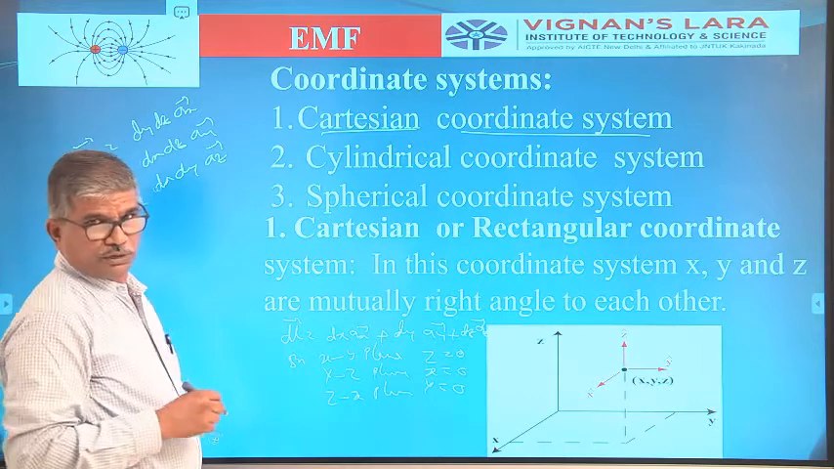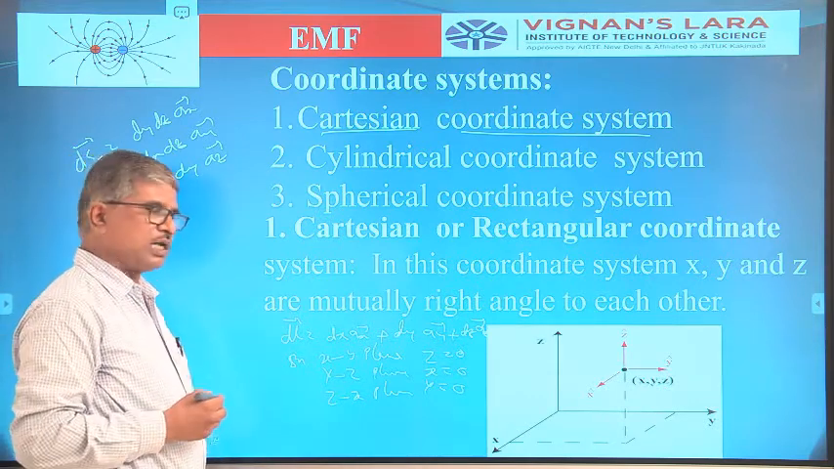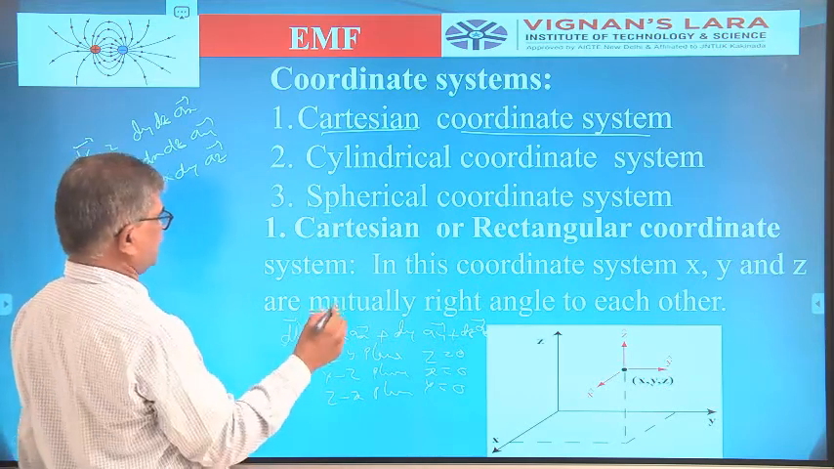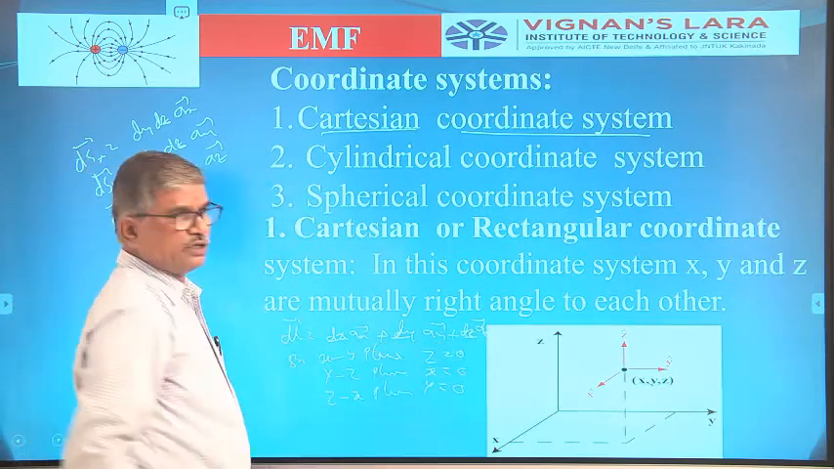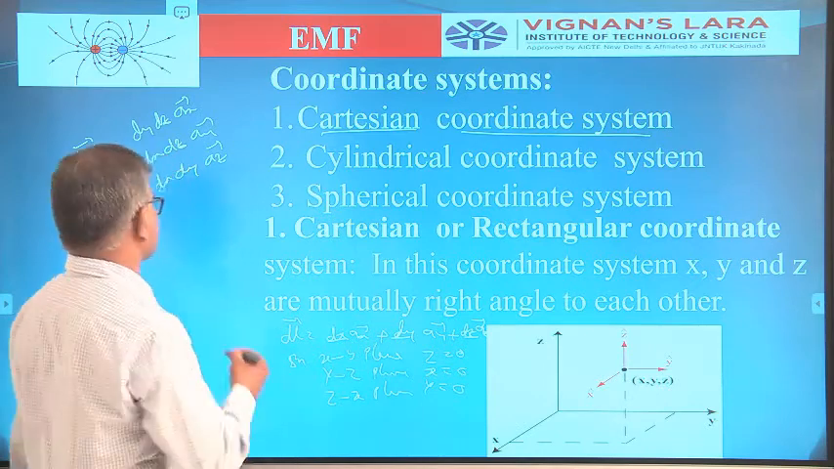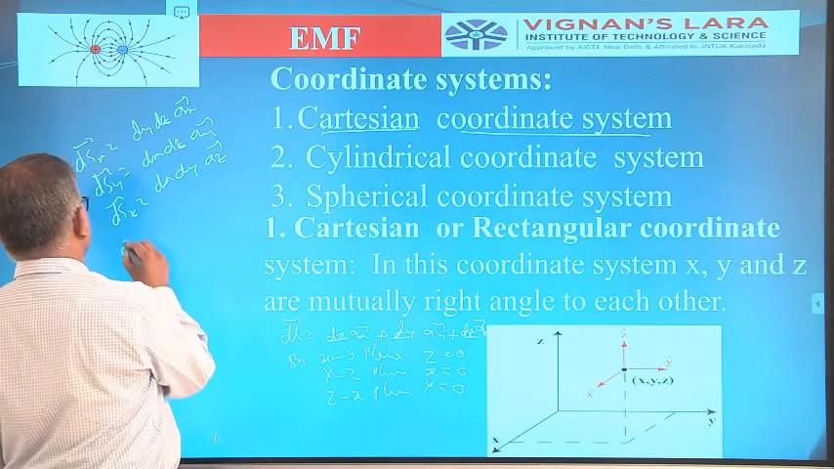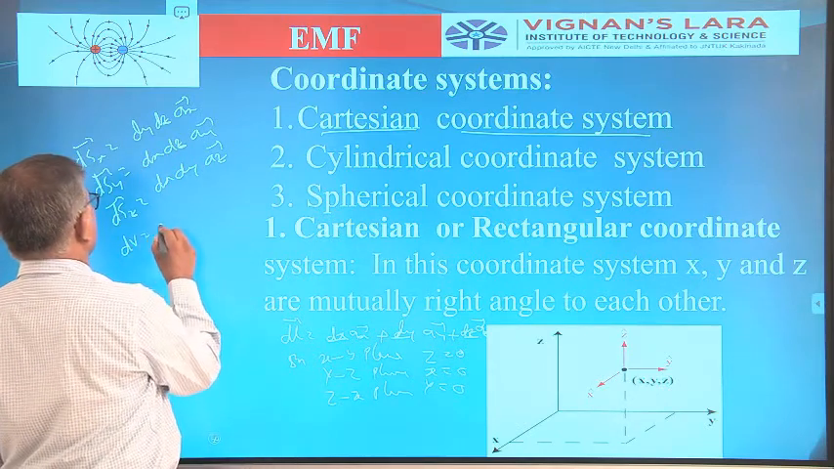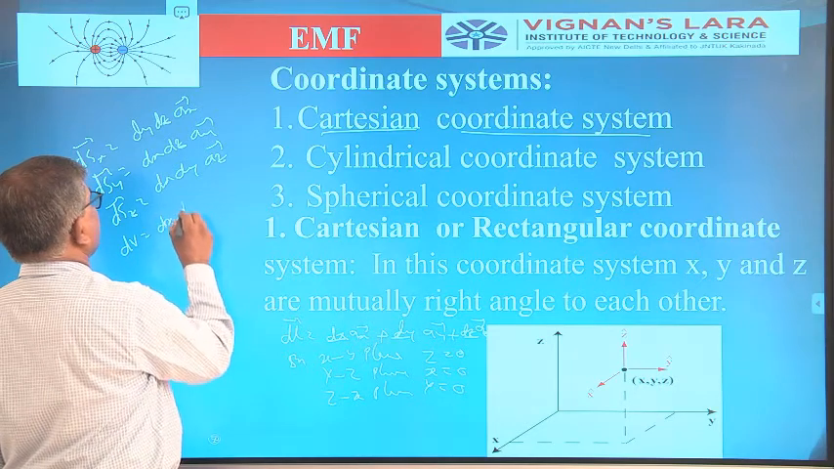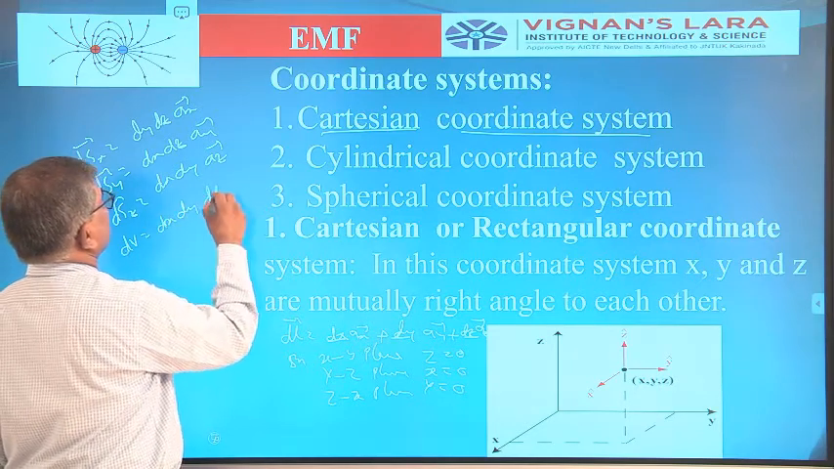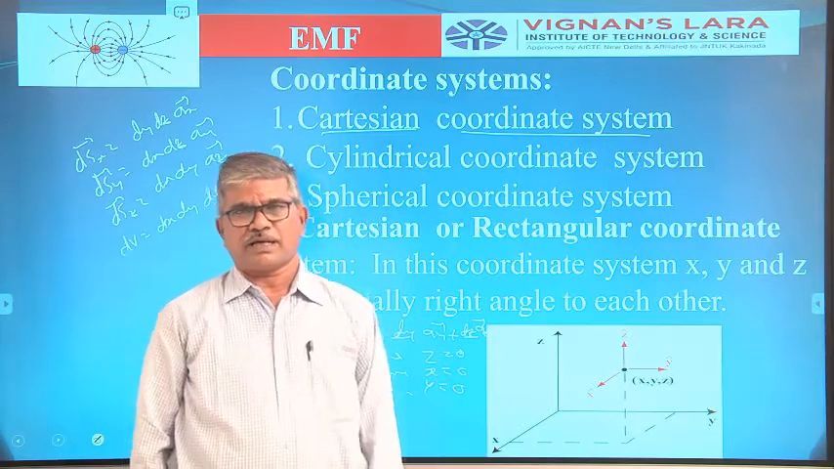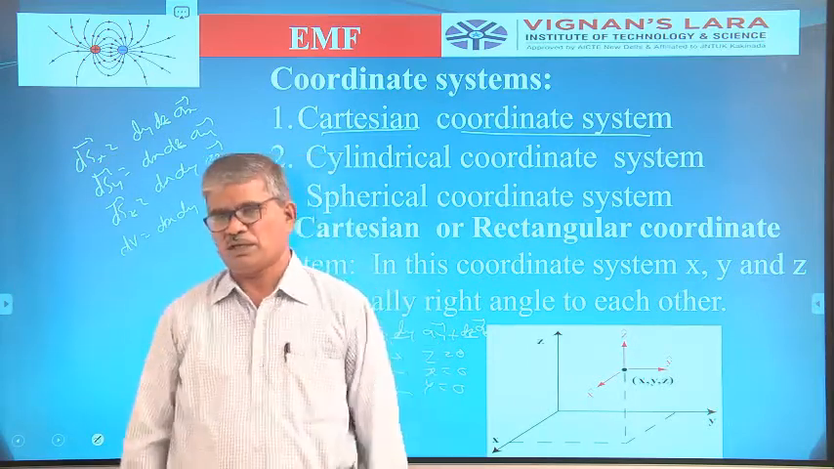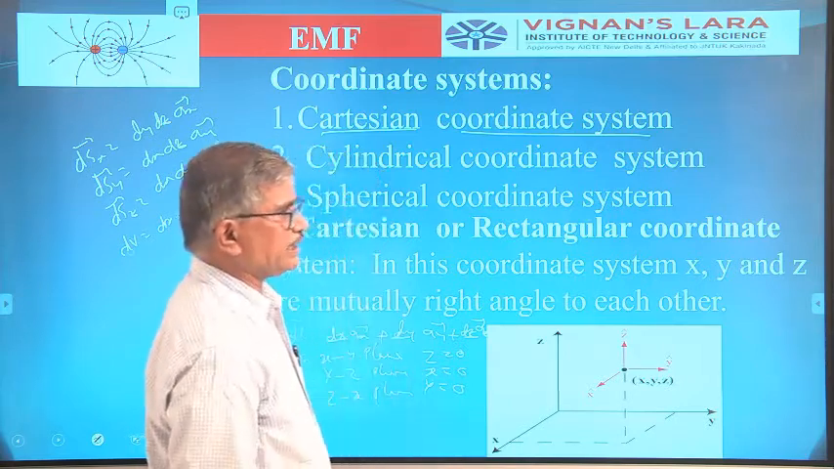Now we define the differential volume, the product of the three increments dx, dy and dz. Volume is a scalar quantity. The differential volume dv equals dx dy dz. So these are the differential elements in the Cartesian coordinate system, or the rectangular coordinate system.